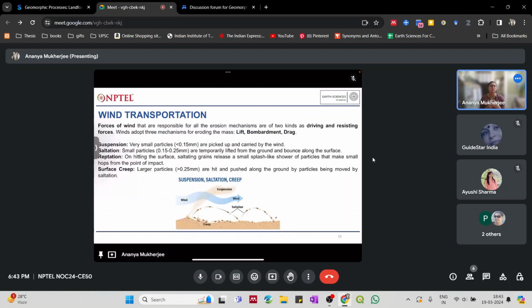Now we saw how the erosional processes play a role and how different features are formed.